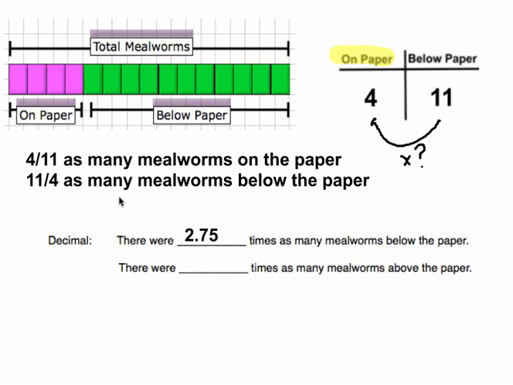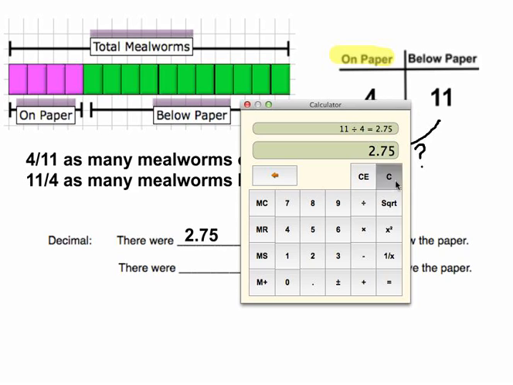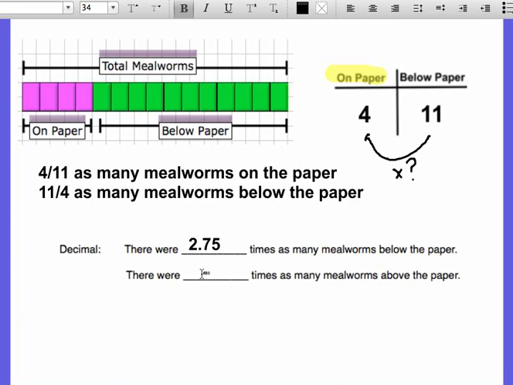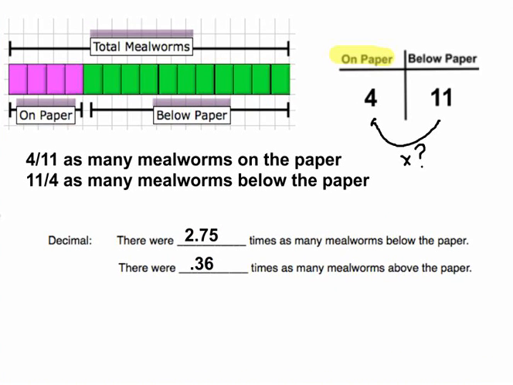And once again, we can do that same thing by figuring out 4 times what was 11. We did 11 divided by 4. Now we can work in reverse and do 4 divided by 11. And that'd be the same thing in fact families. 0.363. So if I round that to the hundredths, I could just write 0.36. There were 0.36 times as many mealworms above the paper.